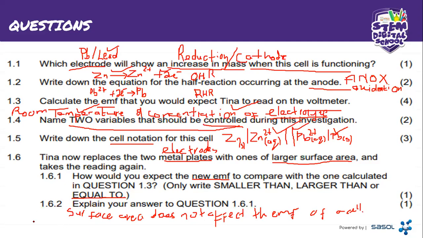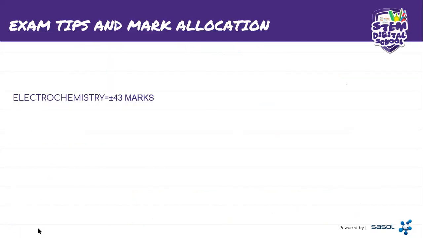What would affect the EMF of the cell are changes to the factors that relate to standard conditions. So if I alter the electrolyte concentration, yes, the EMF would change. If I altered the room temperature, yes, the EMF would change. If I altered the pressure, if at least one of the half cells was a gas, then the EMF would be changed altogether. Right. So that is all I had for you.